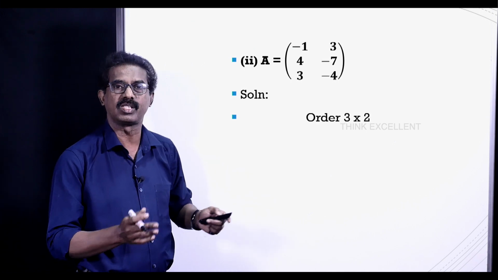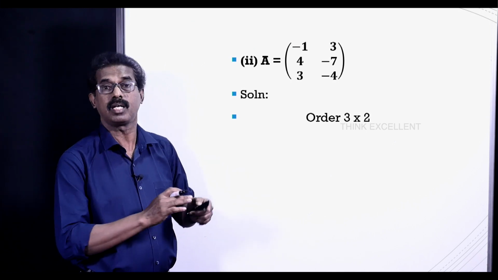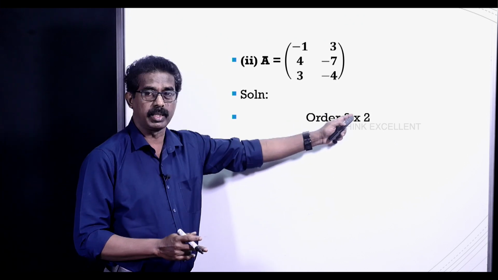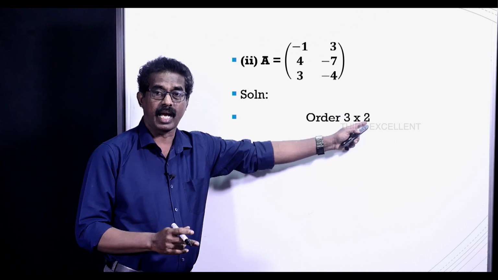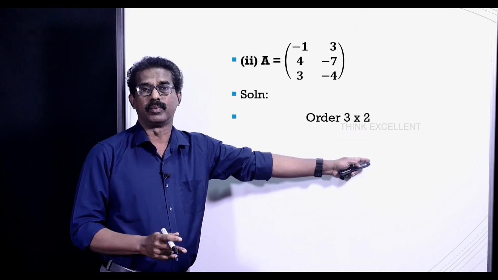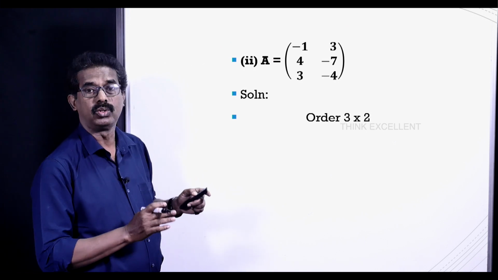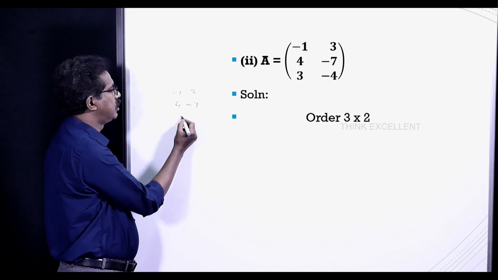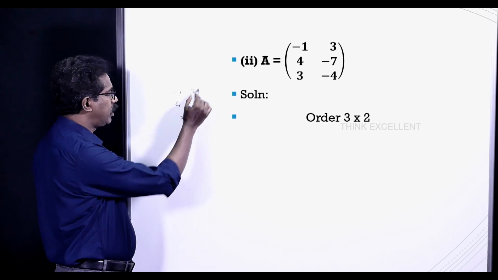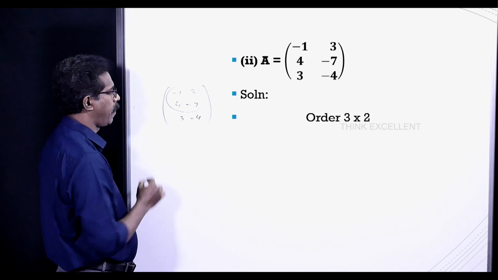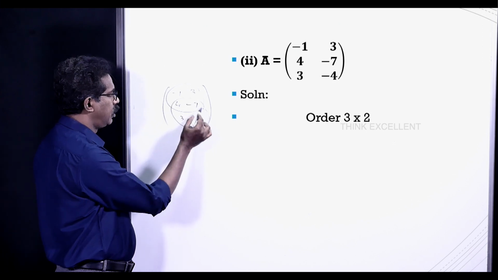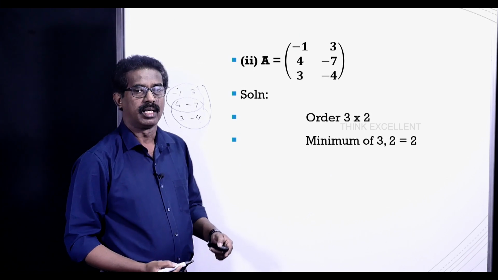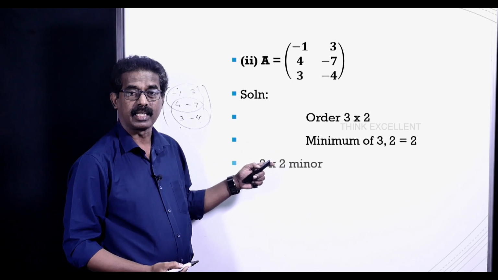Among 3 and 2, which is the smaller number? 2. So the rank cannot be 3 here. Order is 3 by 2, the smaller number is 2. So the rank is either 2 or less than 2 only. So first you check 2 by 2. Please listen here, we have minus 1, 3, then 4, minus 7, 3, minus 4, right? This is a 2 by 2, this is a 2 by 2, and this is like that, you take 2 by 2. So the minimum value is 2, so the rank is either 2 or less than 2.